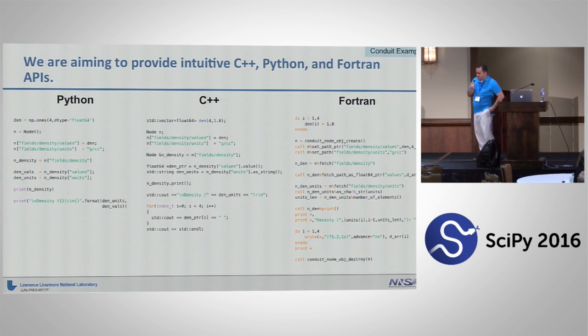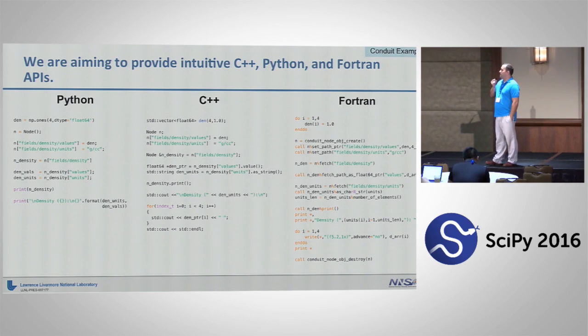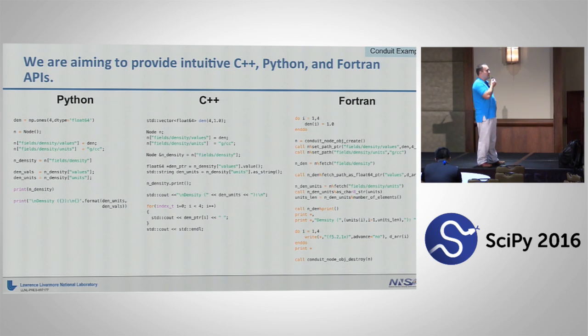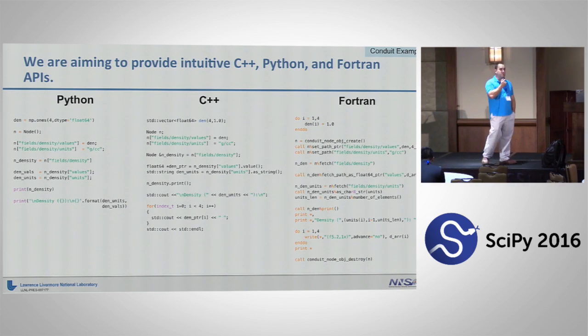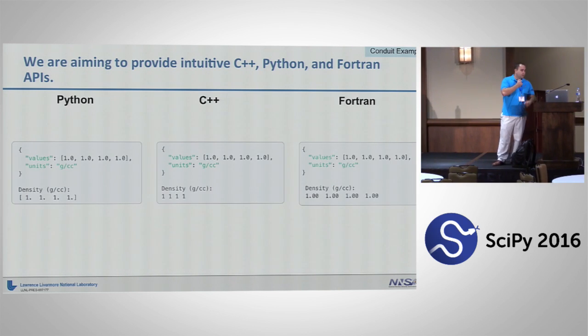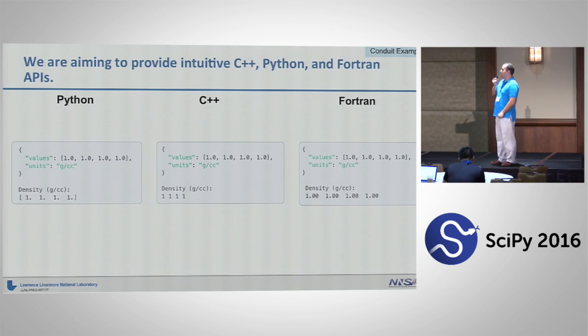Okay, so we're aiming, and I'll say aiming, this is a goal. It's not an end state where we're at now. We're aiming to provide an intuitive API in C++, Python, and Fortran. C is really only our path to Fortran. But this gives you an idea. I will admit that in order to write that print statement in Fortran, it took me about 30 minutes of Googling. So I am definitely not a Fortran expert, but we are using Fortran in our codes. It's important not to leave it out of the picture. And when you run those programs, here's the output you get.